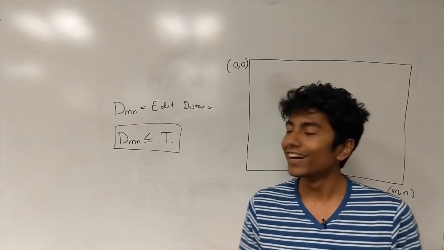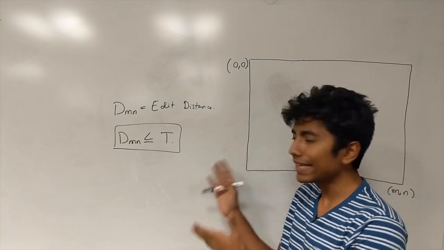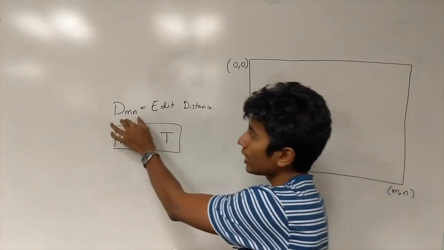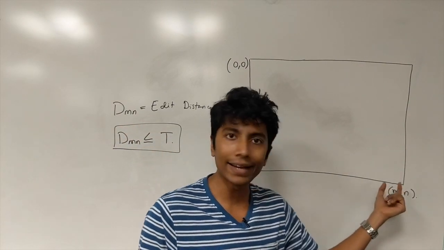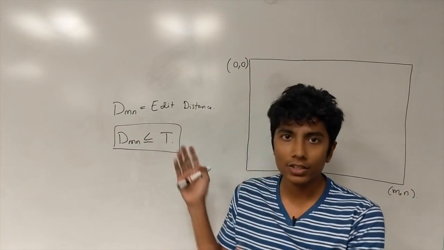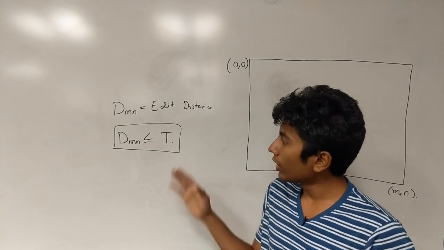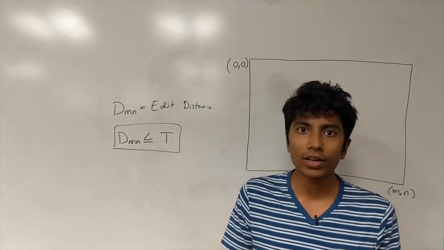The first thing that is very easy to notice is that the edit distance d m n, which is stored over here at the end, is the edit distance between the two strings. So that has to be less than the threshold value. That is a given condition.